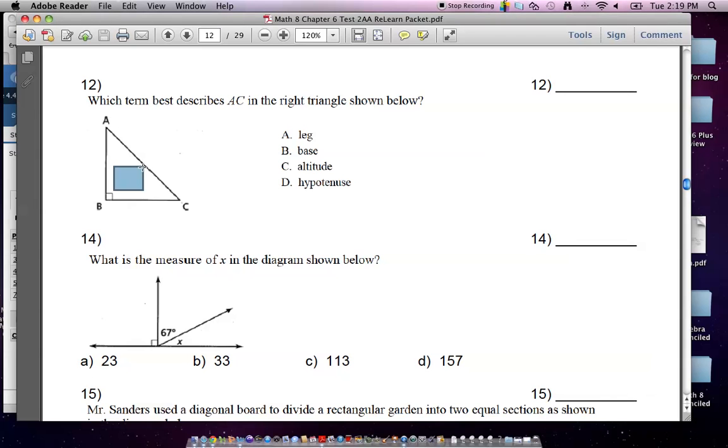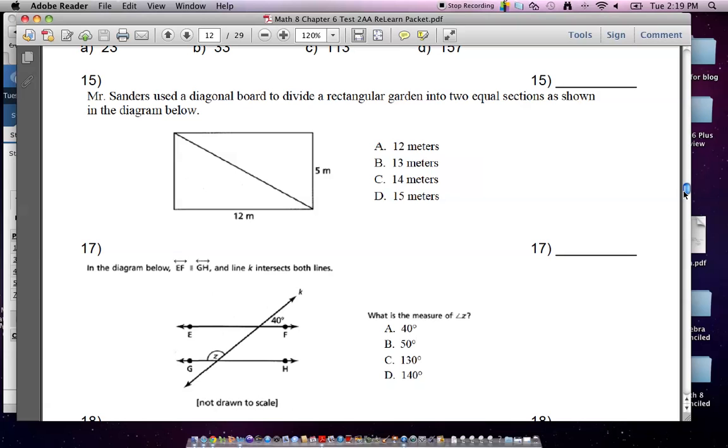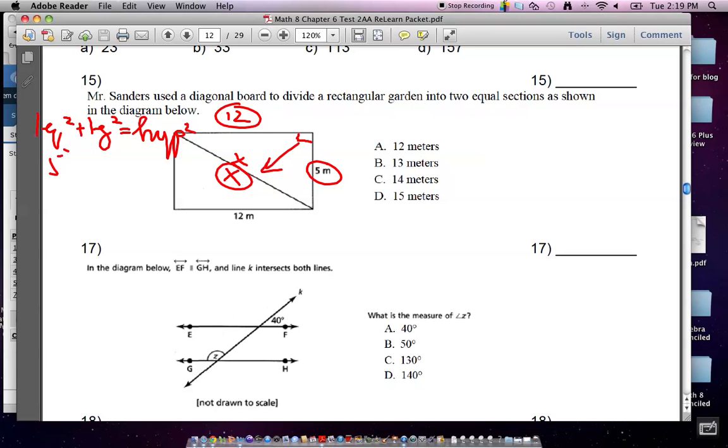Okay, next up, number 17. Oh, I'm sorry, number 15. Mr. Sanders used a diagonal board to divide a rectangular garden into two sections as shown below. What is the length of the diagonal here, X? Notice that's across from the right angle, which makes it the hypotenuse, and this guy here is also 12. So I'm going to do leg squared plus leg squared is hypotenuse squared. So this leg is 5, this leg is 12, hypotenuse is X. So 5 squared plus 12 squared equals X squared.